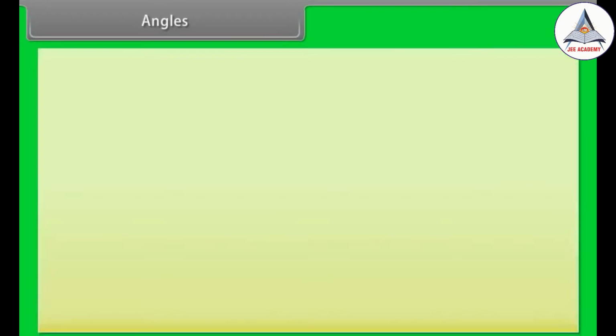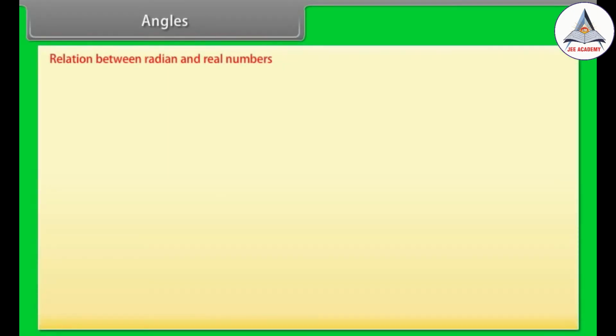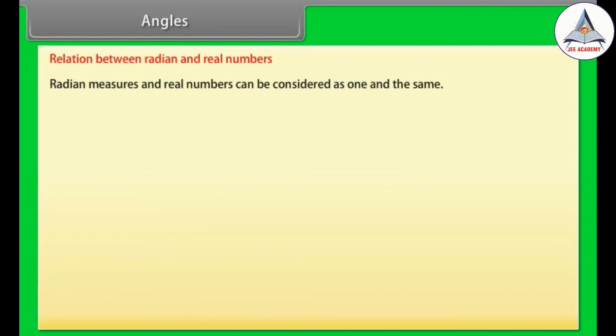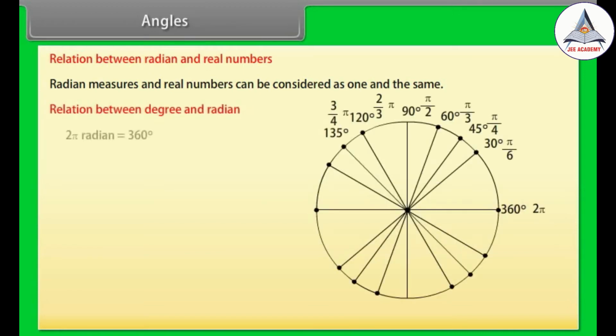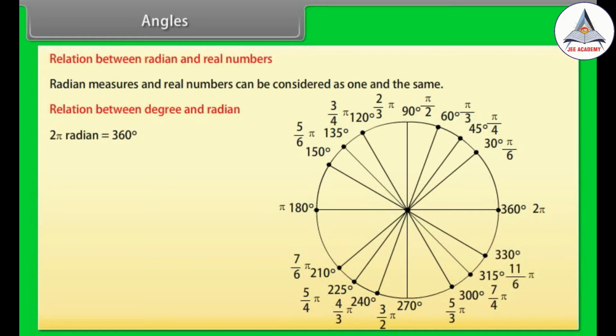Angles. Relation between radian and real numbers. Radian measures and real numbers can be considered as one and the same. Relation between degree and radian. 2 pi radian is equal to 360 degrees. Pi radian is equal to 180 degrees. The value of pi is 22/7.